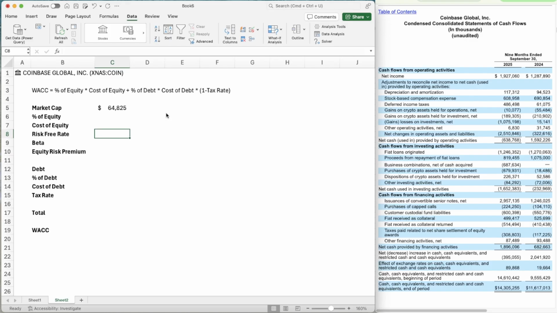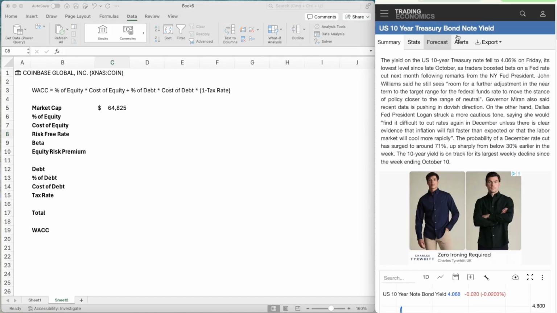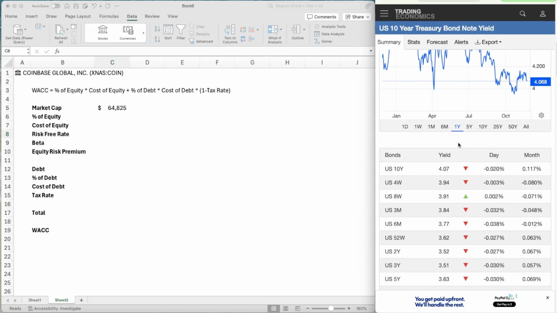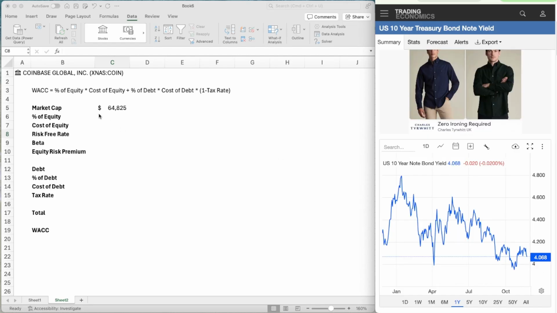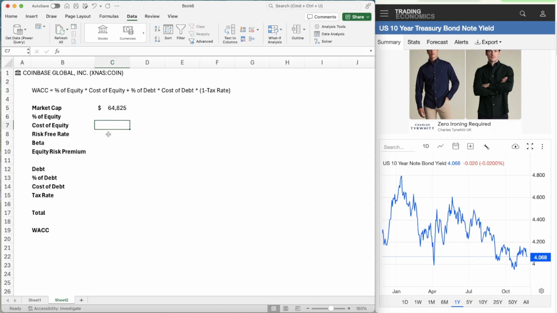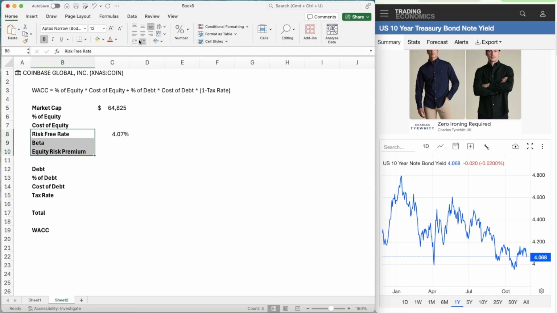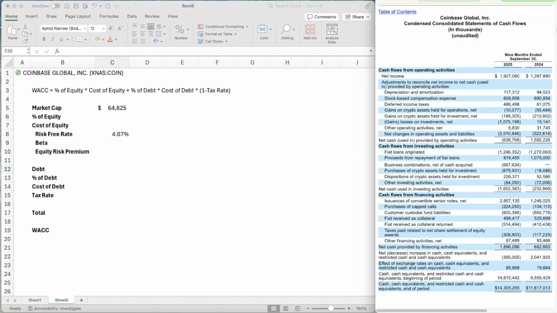Okay, we know the risk-free rate because we're going to use the US 10-year Treasury. That is 4.07%, 4.068. Beta we'll calculate, equity risk premium we'll calculate, and the debt. Let's come onto the balance sheet.